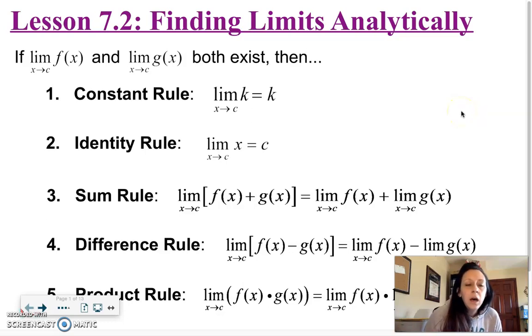Hey everybody. We're going to start lesson 7.2 today, which is a continuation of the limits discussion. And what we're going to be doing today is finding limits analytically. So that means not necessarily looking at graphs, not necessarily looking at specific equations, but more like learning the rules of what limits can do as far as computation. So like how you can take a limit and break it up, how you can find a limit without looking at a graph every time, things like that.